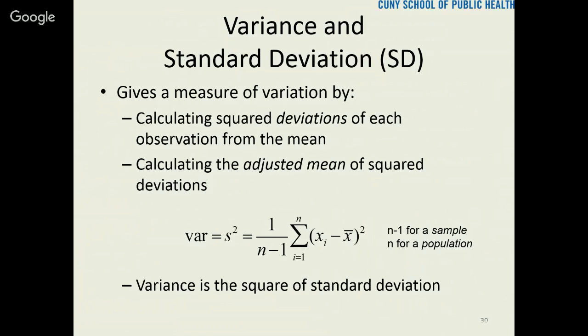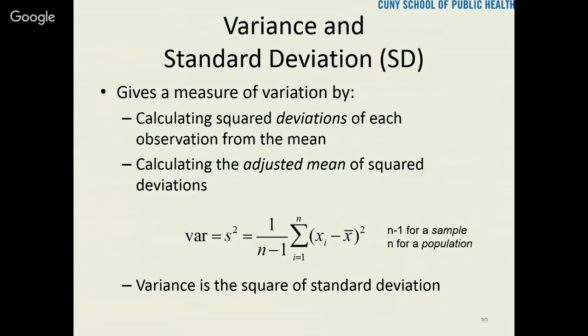Variance and standard deviation, we calculate these by first needing the mean. You calculate the difference between each individual data point and the mean. You square those, and then you divide by, depending on whether this is a population or a sample, n or n minus 1. This s squared says this is from a sample, so I'm dividing by n minus 1.